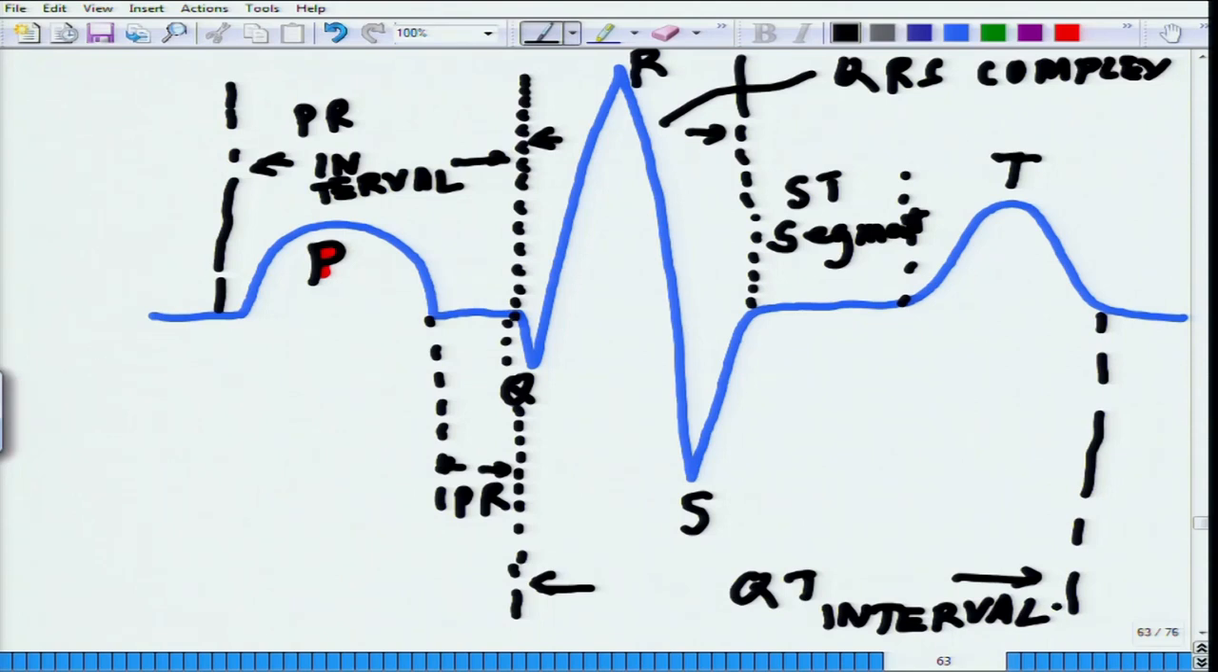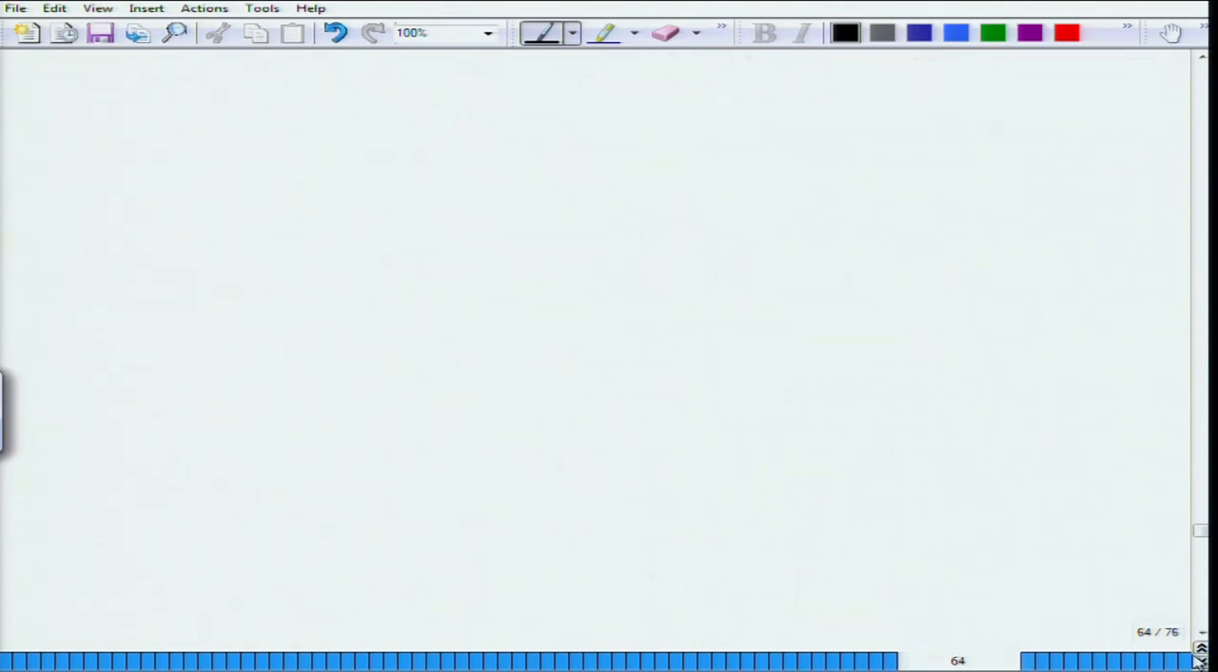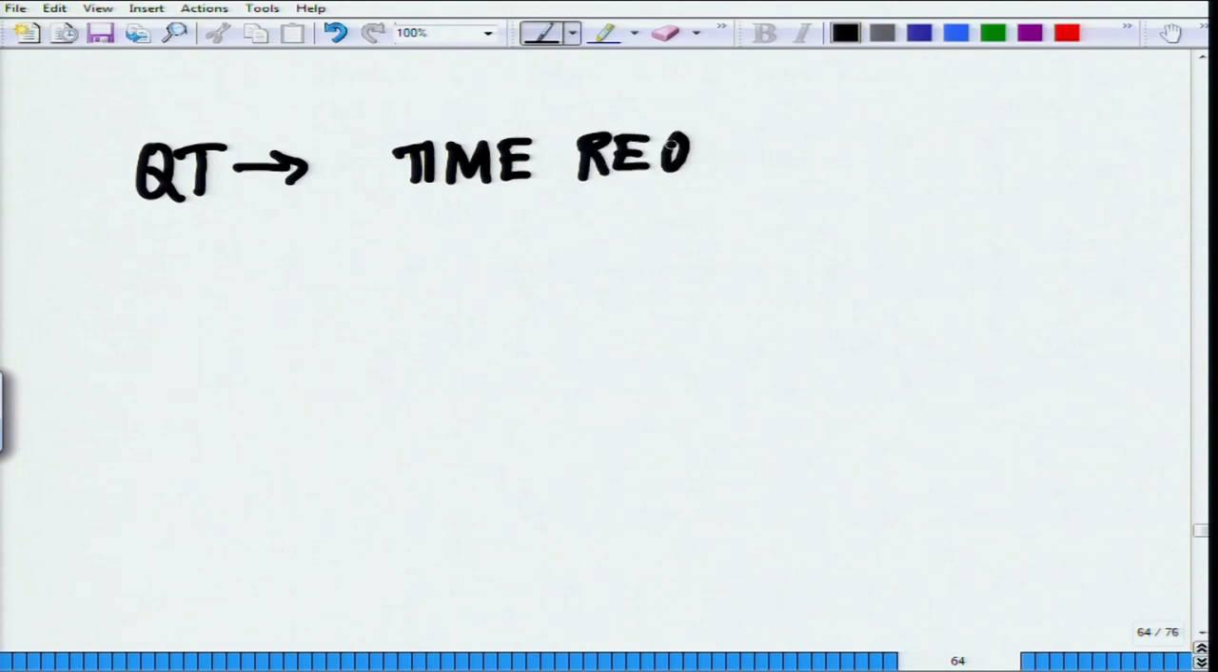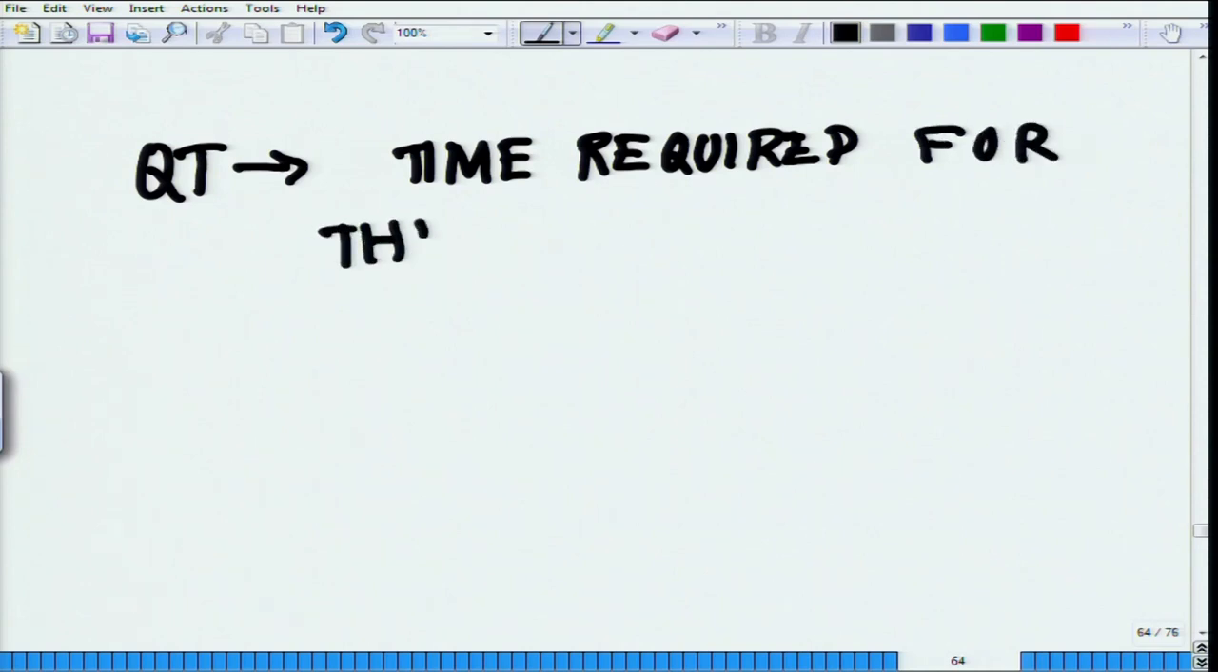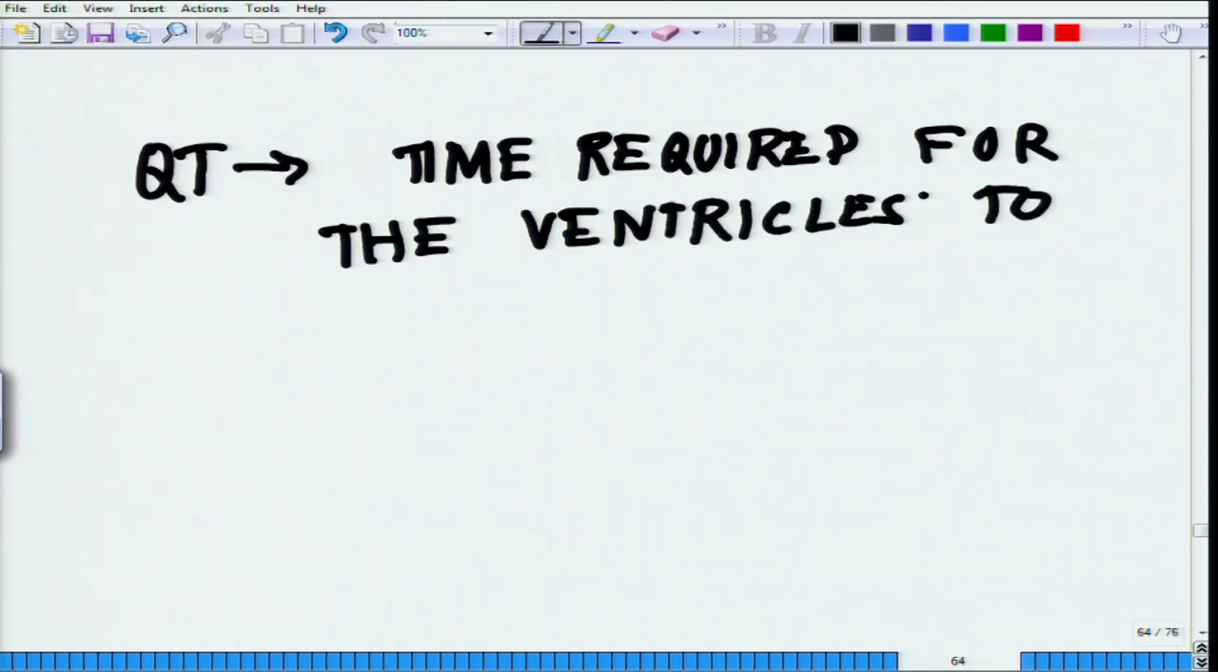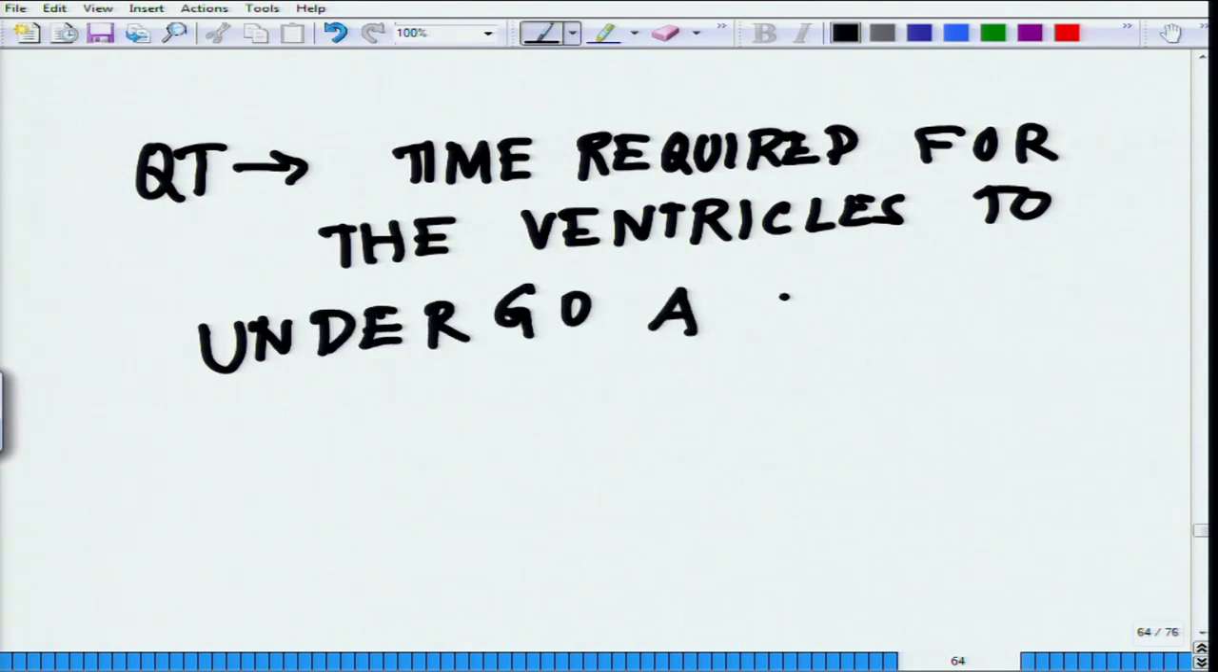So, what exactly the QT interval is, the QT interval is the time required for the ventricles to undergo a single cycle.